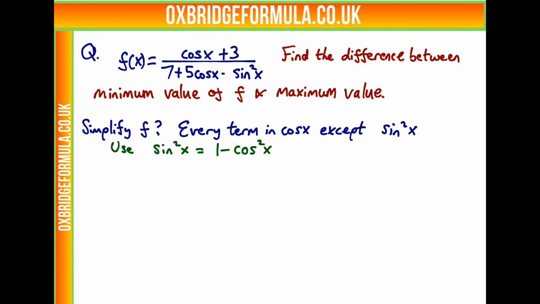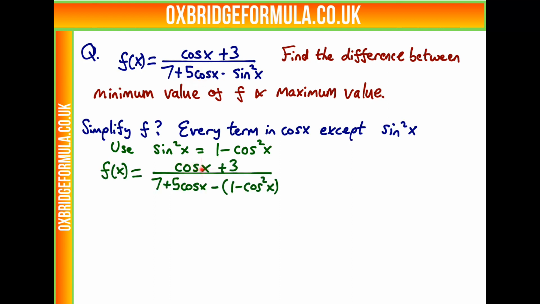Well, we know the identity sin squared x is 1 minus cos squared x, and doing that makes everything in terms of cos, which should hopefully be useful for us. So doing that, this becomes cos x plus 3, all divided by 7 plus 5 cos x minus 1 minus cos squared x. And simplifying the denominator gives us exactly this. Okay, this is looking slightly nicer, but maybe we can simplify this even further.